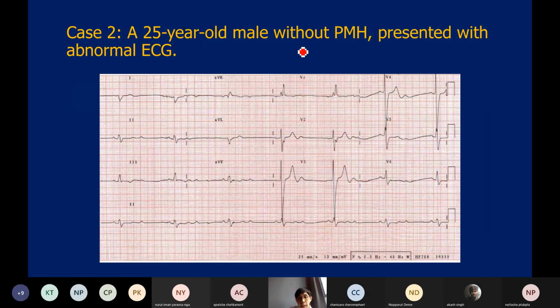So this is the second case. The second case is a 25-year-old male without any past medical history. He presented with abnormal ECG without any symptoms. You have read this ECG before. It is likely an AV nodal block, and likely it is a second degree AV block type 2. But he doesn't have any symptoms at all. What would we do next for this patient? So let's see.